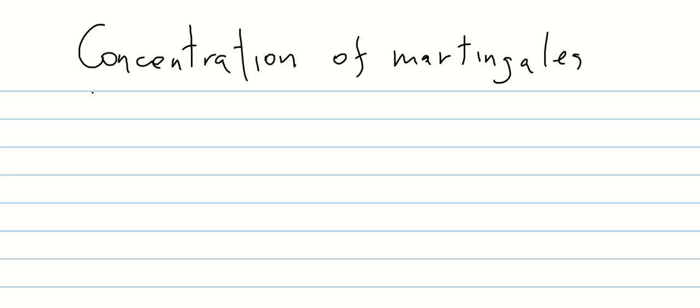So we talked about concentration for sums of IID random variables. We also gave an example of concentration for sums of random variables which are not IID. They are independent but not identically distributed. But this is really a different setup. When you're talking about martingales, martingales are not sums of random variables. They could be sums of IID random variables. These are martingales, but they are much more general.